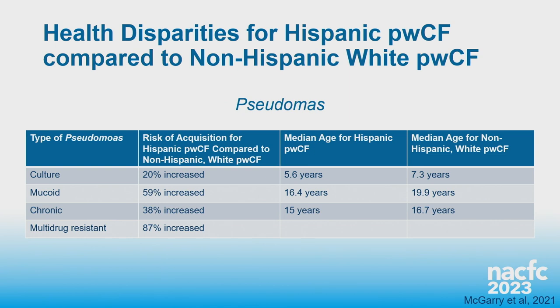There are differences in morbidity, right? This particular slide shows Pseudomonas. For every single type of Pseudomonas, Hispanic people with cystic fibrosis are at an increased risk of acquiring it, and the median age of acquisition is much earlier, right? And we know what this means in terms of long-term health outcomes.